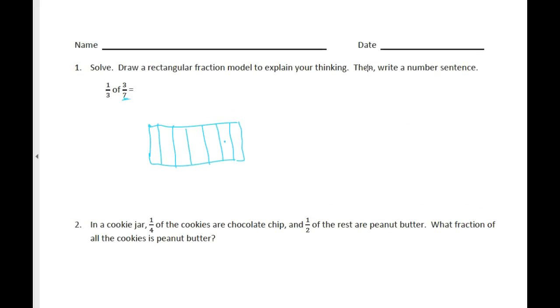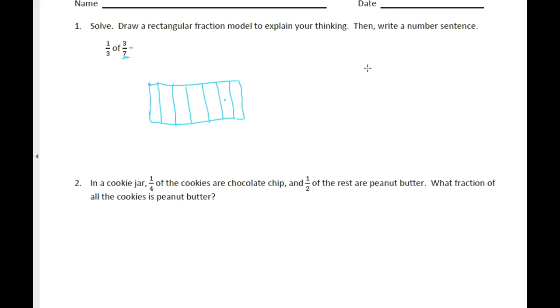Now, back to this one. So you're going to make your number sentence. So pretty much just using what they've given you, you're just going to turn it into multiplication. In the cookie jar, 1/4 of the cookies are chocolate chip. 1/2 of the rest are peanut butter. What fraction of all the cookies is peanut butter? So give that a try. So make your cookie jar to start with. It's going to be really similar to the ice cream one.